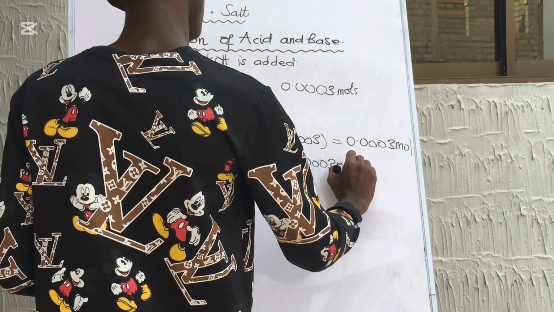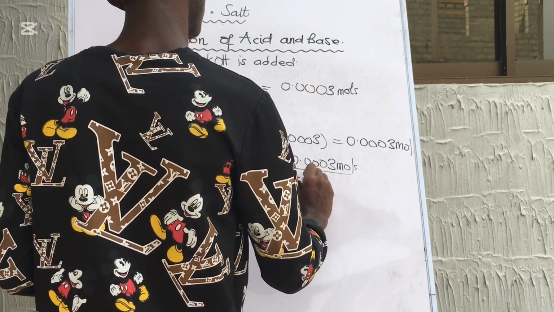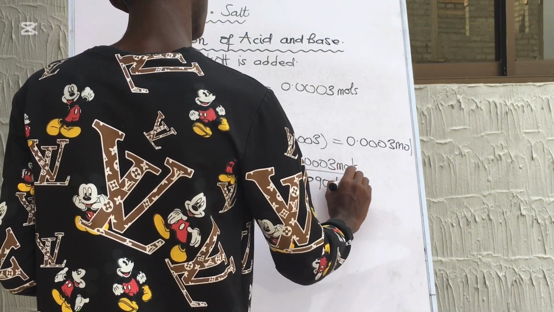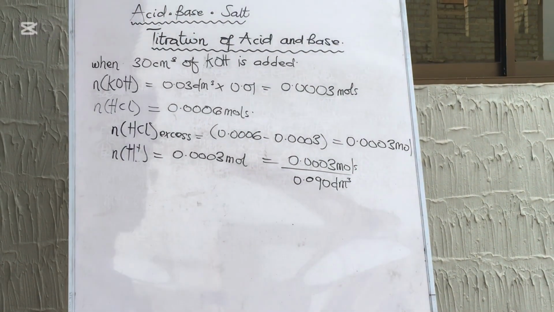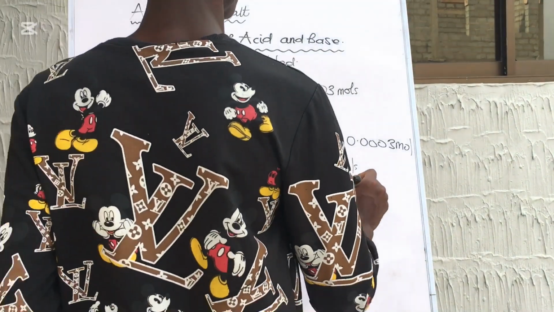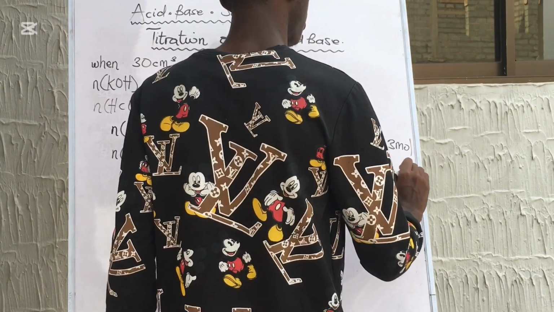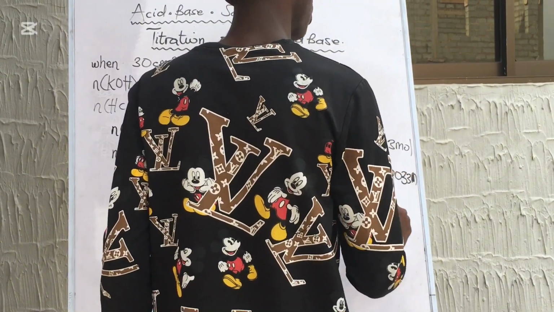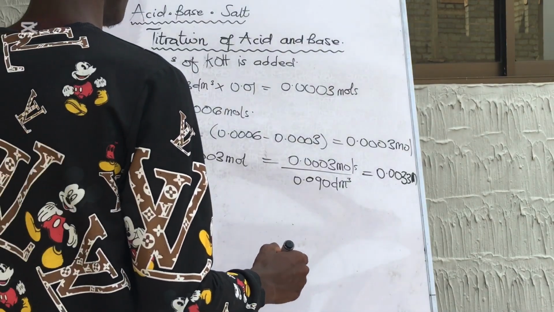So here we are going to have 0.0003 moles divided by 0.090 decimeter cube. We are having a 0.090 decimeter cube, all from the conversion of 90 centimeter cube. You are converting it from centimeter cube to decimeter cube. So if you are having 90 centimeter cube, it's the same as 0.090 decimeter cube. And with our calculation, we are going to get 0.0033 molar. So this is actually the concentration of the H plus ions.